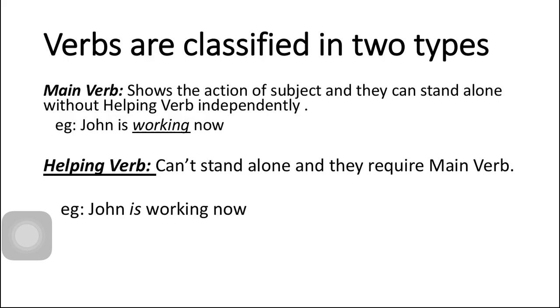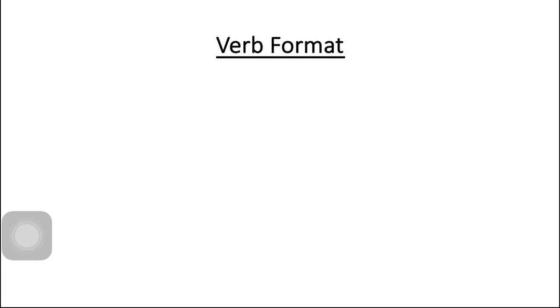So as we consider the same example, John is working now. See, is, it shows, and also the helping verb shows the tenses or time, the shape of the verb. The tenses depend on the shape of the verb, and these helping verbs help to modify the verb as per the time.